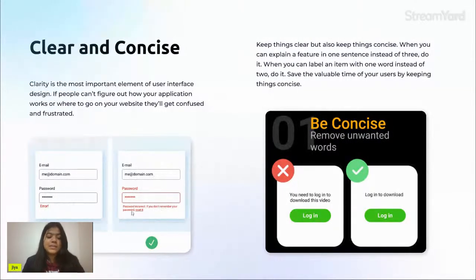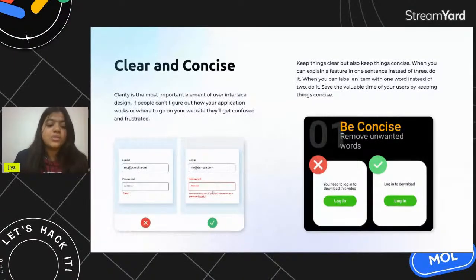Here is a very simple example. Just look at this. Here your password is wrong. It just shows an error. It doesn't tell you where the error is. But on the right side, as you see, it tells you that your password is incorrect or your email is incorrect. So of course we are going to opt for this. When your users have exact clarity of your UI, they're going to enjoy using it, and they will look forward to it.